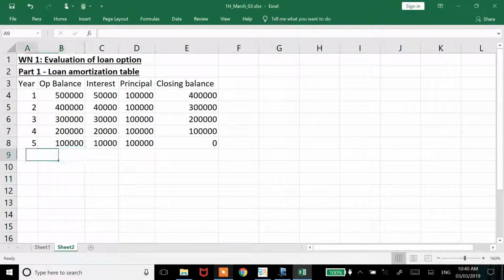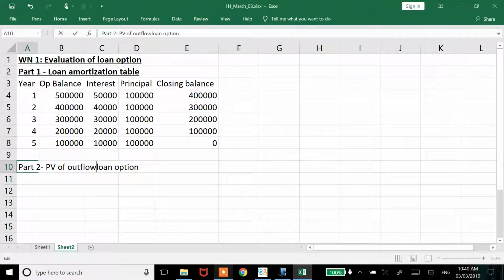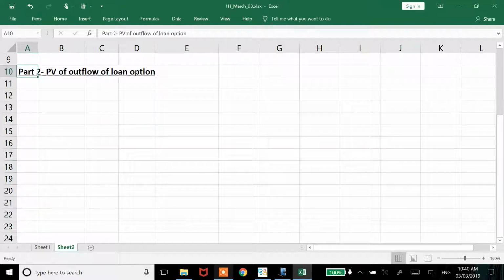Part 2, present value of outflow of loan option.